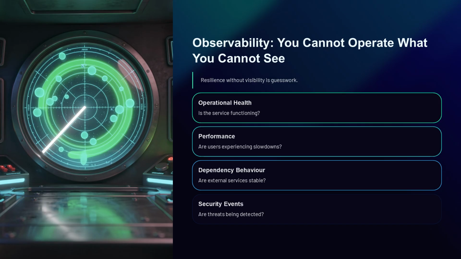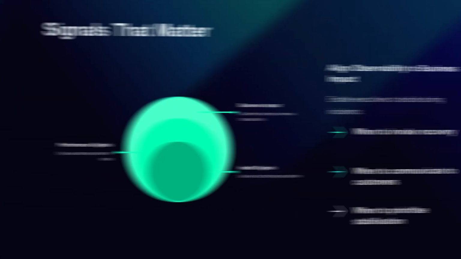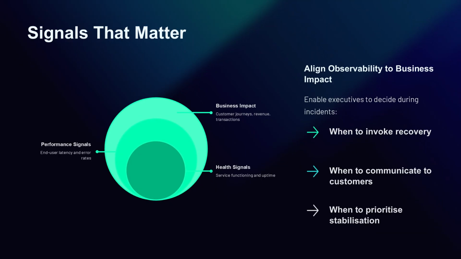Because detection speed and diagnostic clarity determine how long incidents last and how much business harm occurs. With observability framed, you now focus on the signals that matter most to leaders and operators. Health signals show whether the service is functioning. Performance signals show whether users are experiencing slowdowns and failures. Business impact signals show whether customer journeys are failing, transactions are being delayed, or revenue is being affected.